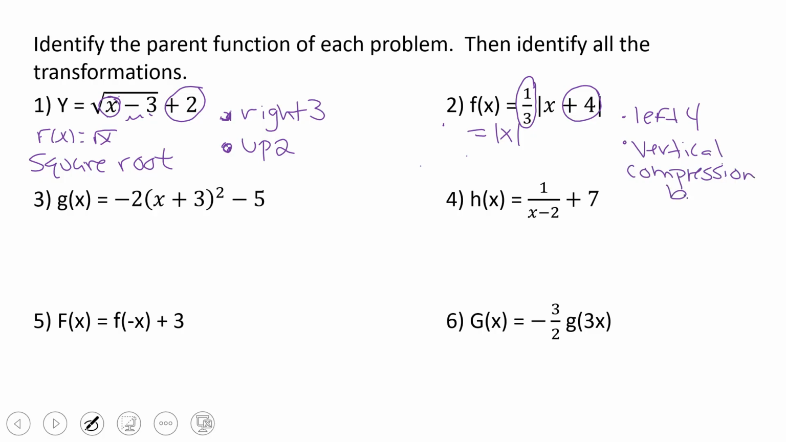And we're going to say by 3 because you're taking a third of it, so you're compressing it by a factor of 3.